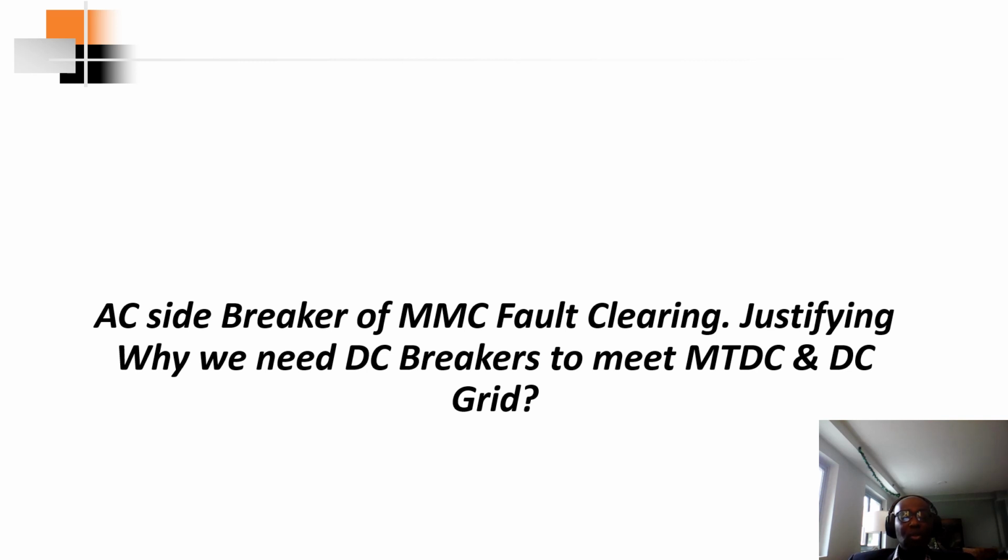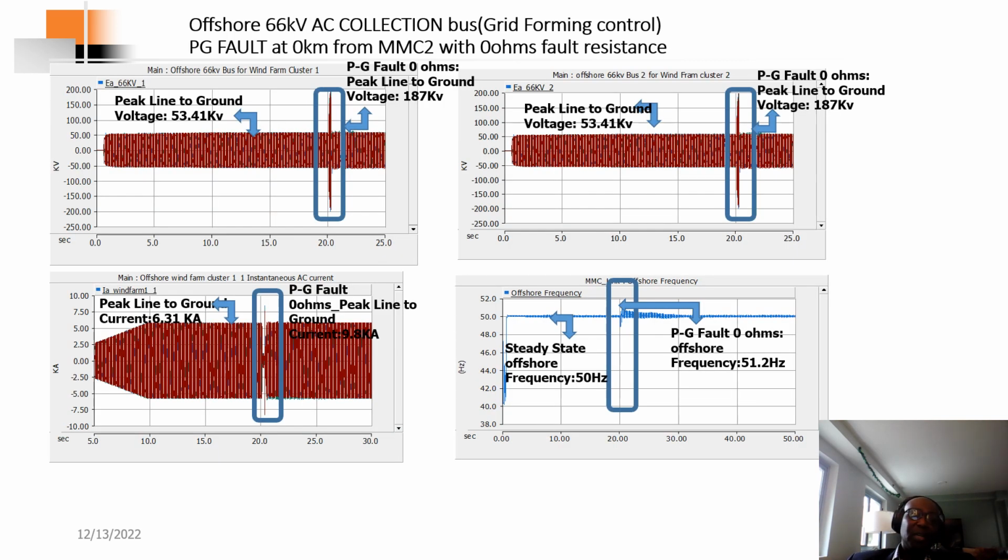Okay, so why do we need DC breakers to meet the goal of multi-terminal DC and DC grid? As you can see over here, these are measurements for the grid forming control bars. When a fault occurred at time 20 seconds, there was a big peak in peak line to ground voltage, then it recovers.